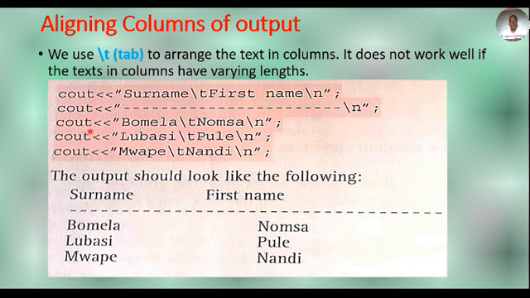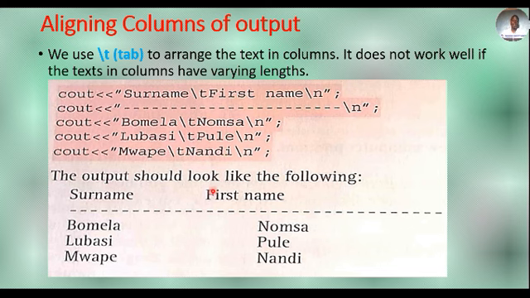Then we have now the names coming in. We have Bomela, the surname, followed by the first name at the end. The space will be created by backslash plus T. Then we go into the next line, another name, Lubasi, the tab, then Pule as the first name, then the new line. Then we move to the next where we have Mwape.